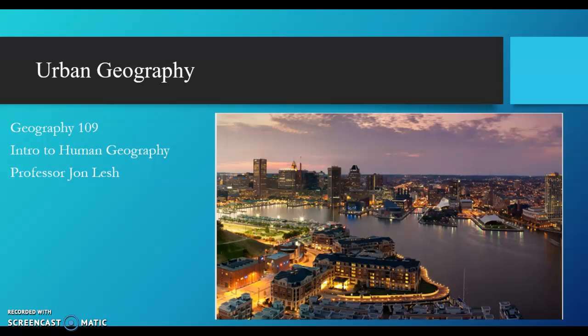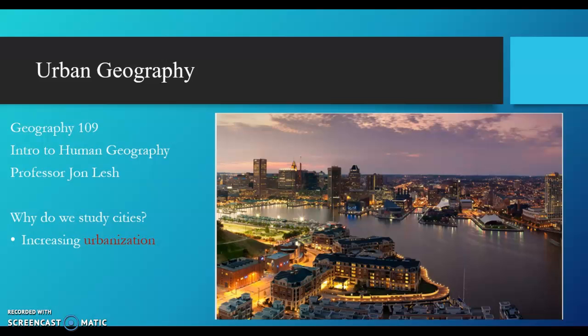Baltimore was an industrial city that grew during the second urban revolution, but has evolved into a post-industrial city in the third urban revolution. But when we look at cities, we want to focus on a few key topics. We can ask ourselves, why do we study cities?